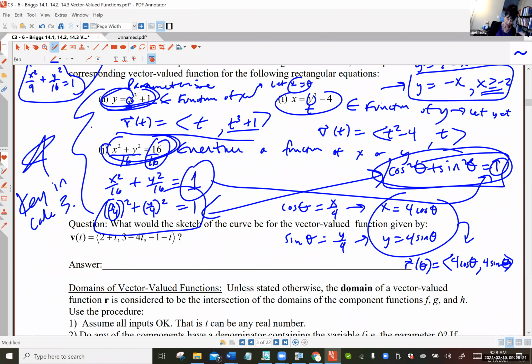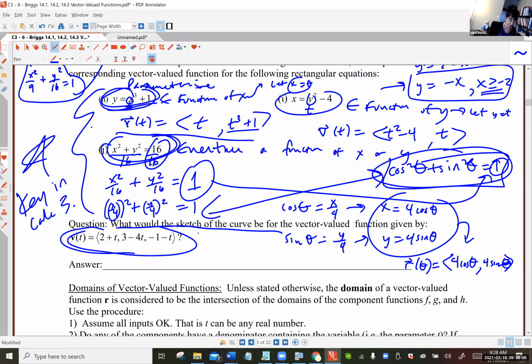Okay, so I'm done with that. That is a quick lesson on parameterization, which is basically you're given a rectangular equation and they want you to come up with a vector valued function for it. Fine. Now, this is not a trick question, folks. This next question here, what would the sketch of the curve look like if your vector valued function was that?